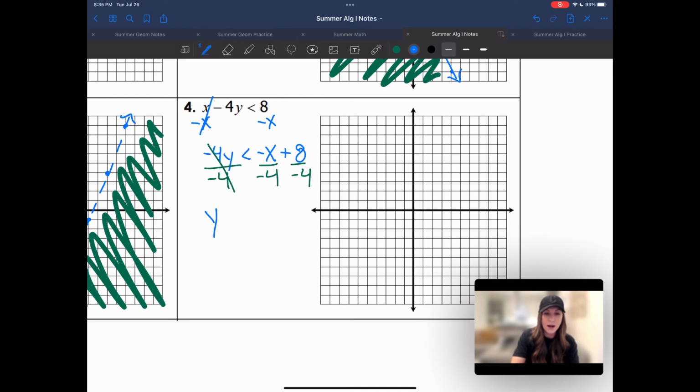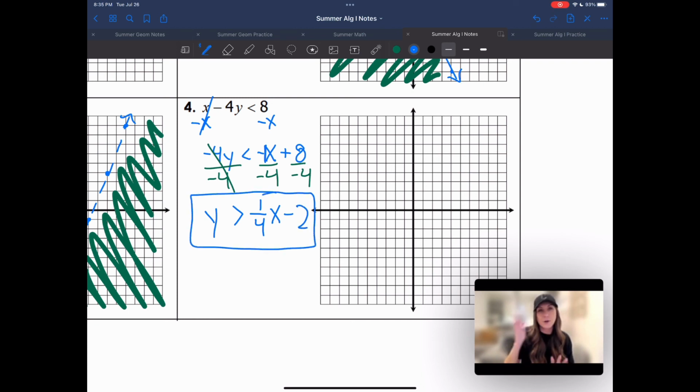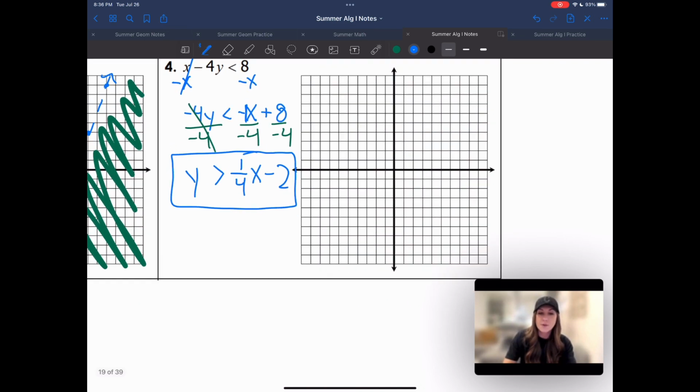So we get y is greater than, now careful with this, negative divided by negative is a positive. Pull the x out to the side, and keep in mind it's like there's a 1 there. So the fraction would be a positive 1 over 4x. And then this, of course, would be minus 2. And there is our inequality. And let's graph it now.